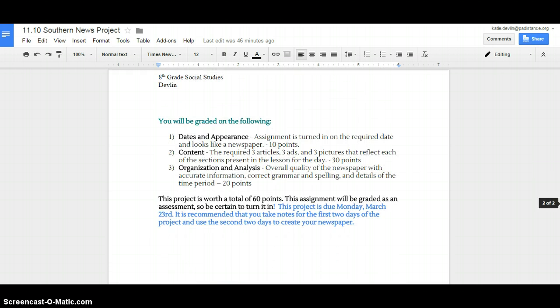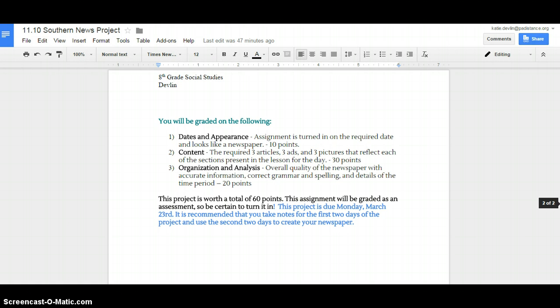Here is how you will be graded. You will be given 10 points regarding dates and appearance. If the assignment is turned in on the day it's supposed to be, you will receive credit for that. And if it looks like a newspaper, that's some more points for you as well. Content. The required 3 articles, 3 ads, and 3 pictures that reflect each of the sections present in the lesson for the day. So again, that's 1 article for section 1, 1 ad for section 1, 1 picture for section 1. 1 article for section 2, 1 ad for section 2, 1 picture for section 2, and then 1 article for section 3, 1 ad for section 3, and 1 picture for section 3.